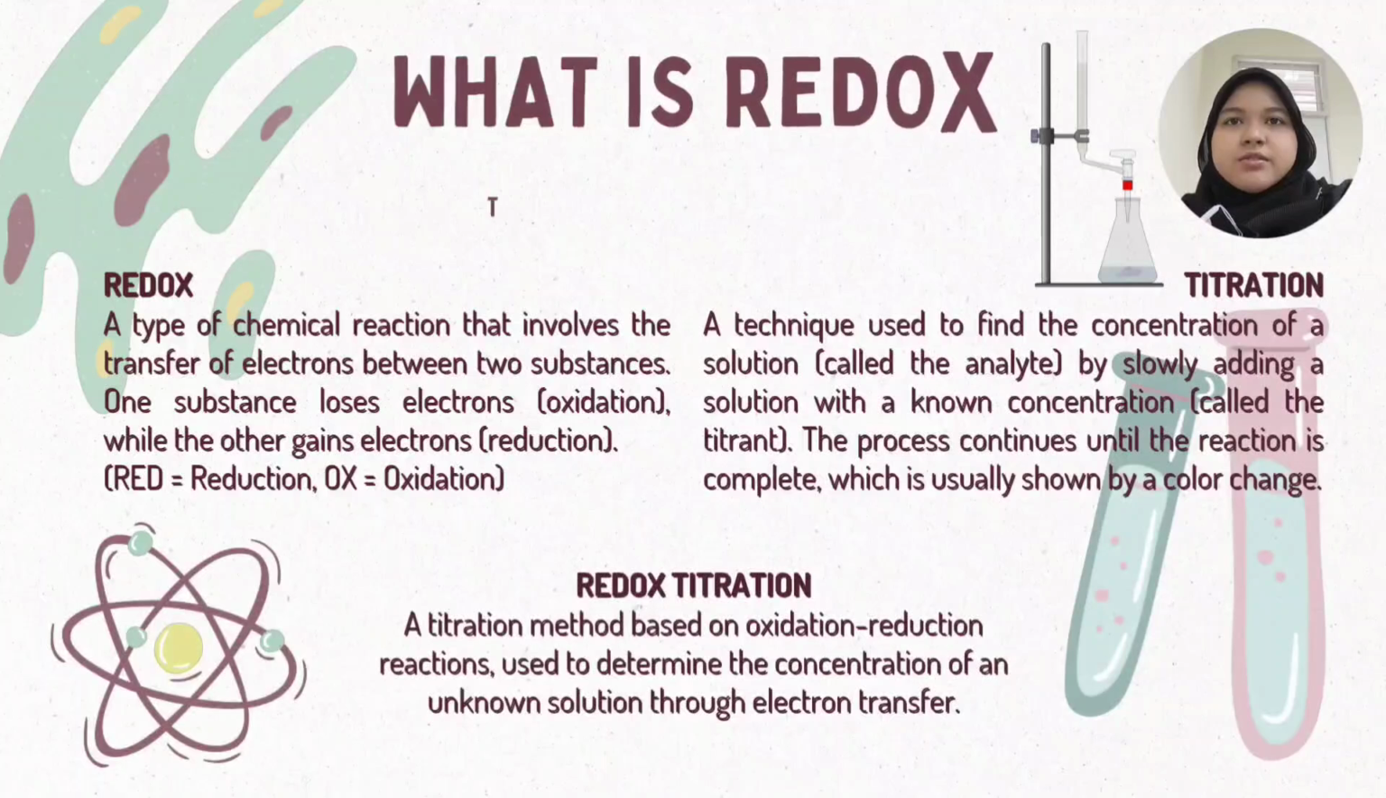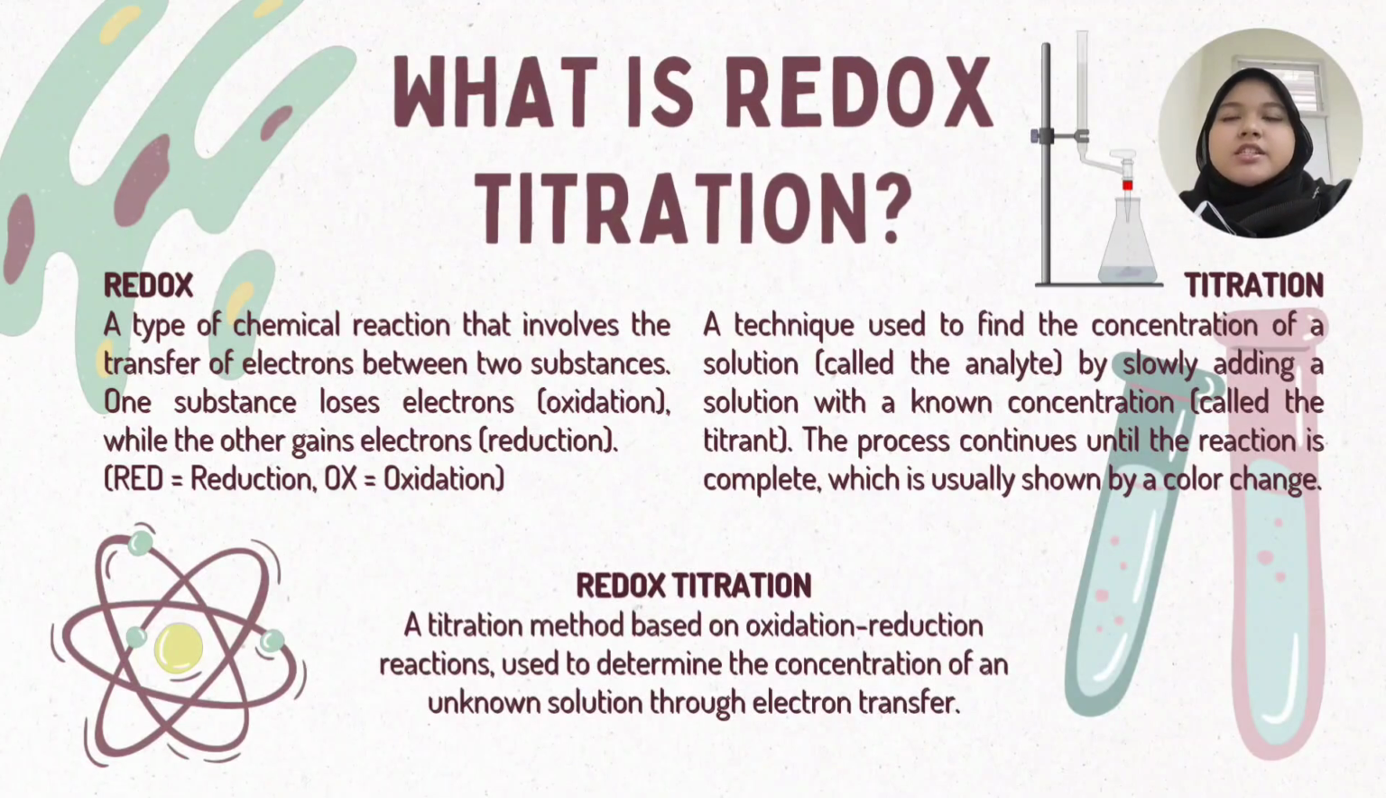Before we start, let us know what is redox titration. In separate words, redox means a chemical reaction that involves the transfer of electrons between two substances. One substance loses electrons, we call it oxidation, and the other gains electrons, we call it reduction. The letters R in redox means reduction and OX means oxidation.